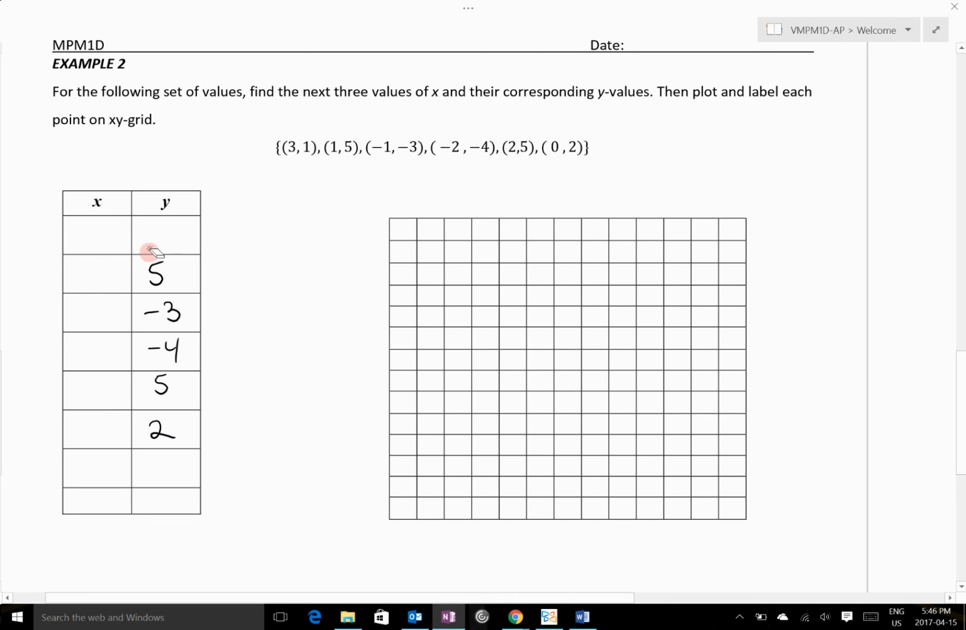Actually, we can do this even better. Why don't you put them in order of x? So let's start with the lowest negative value, -2. So (-2, -4). The next lowest x value is -1, so (-1, -3). Then we have (0, 2). And then we have (1, 5). And then we have (2, 5). And then we have (3, 1).